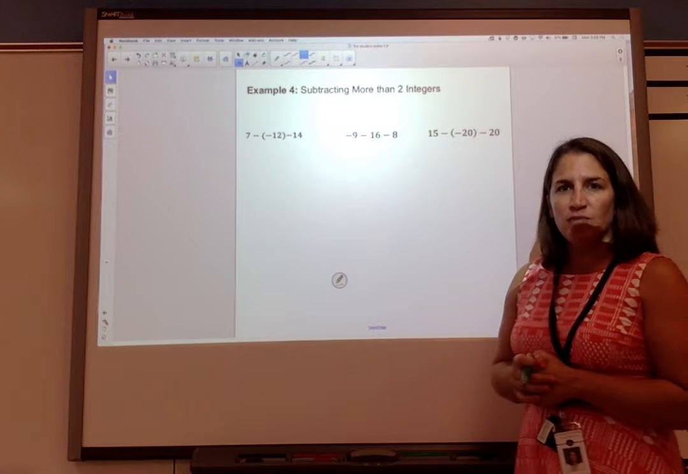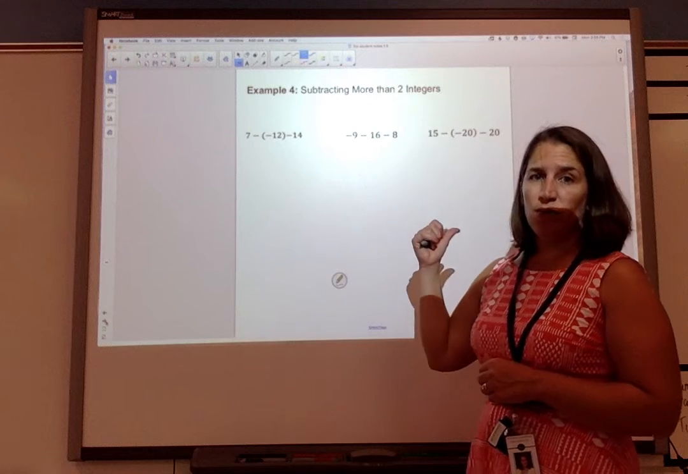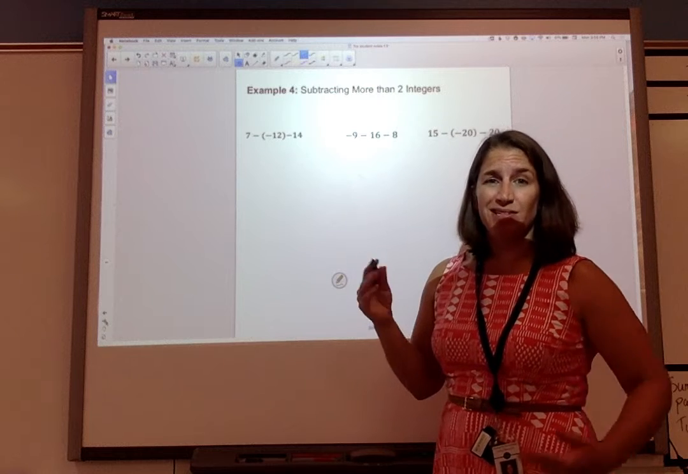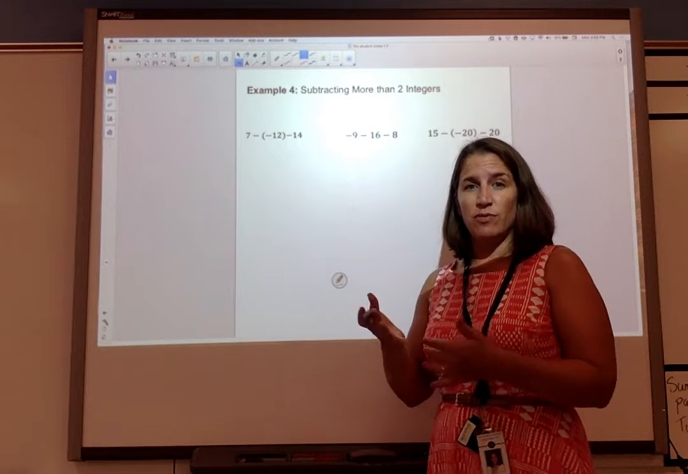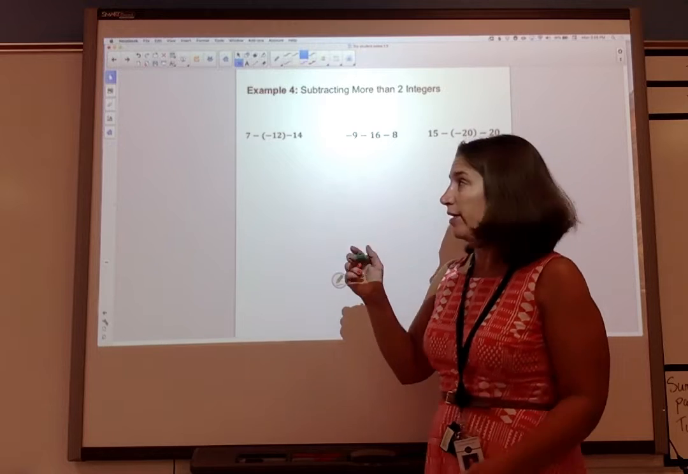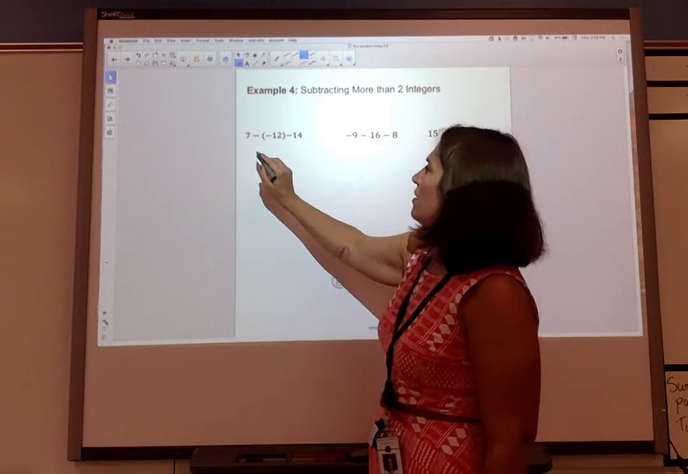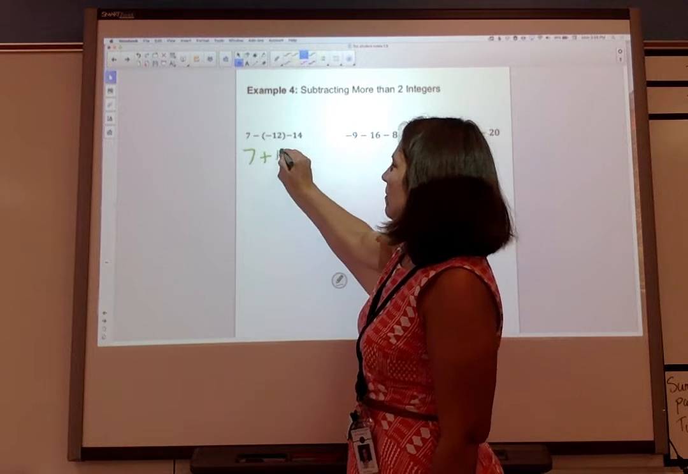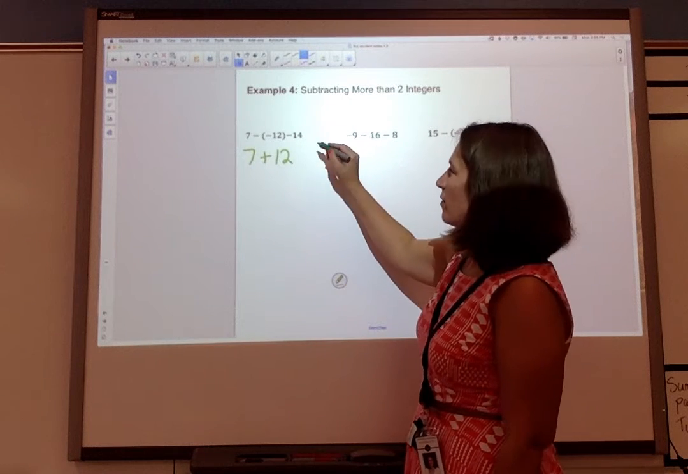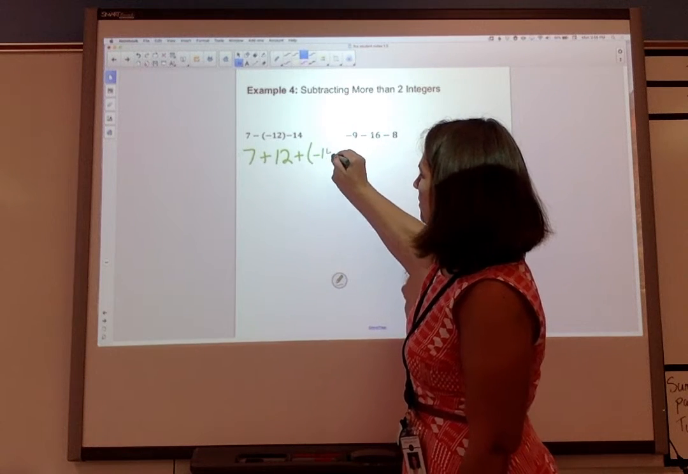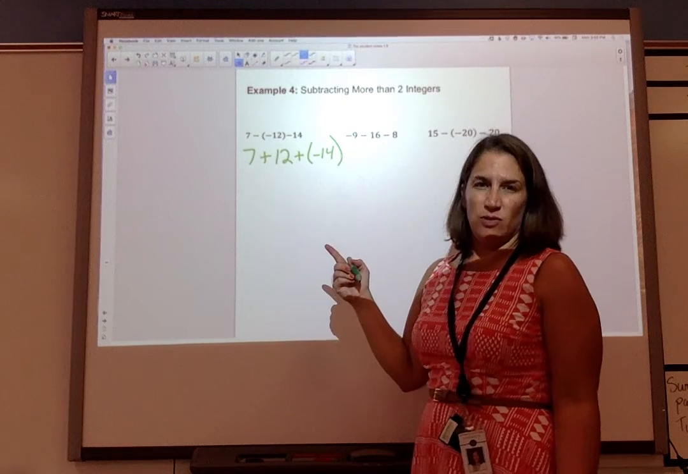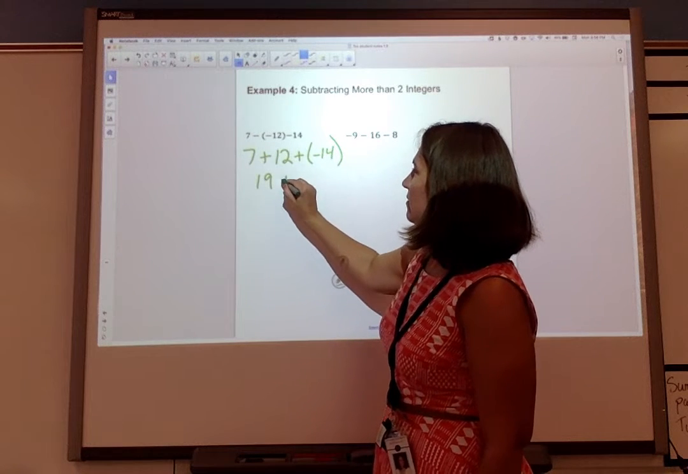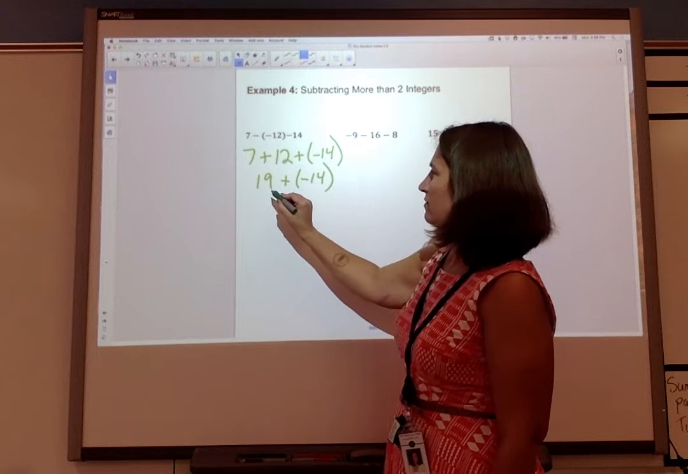We can do this when we subtract more than 2 integers as well. Let's change all of the subtraction to addition, and then it doesn't matter because addition is commutative. We can do the operations in any order we want, as long as we change it to addition first. So we'll say 7, instead of minus negative 12, we'll say plus positive 12. And instead of minus 14, we'll change it to plus negative 14. Now we can do it in any order we want. I can say 7 plus 12 is 19, plus negative 14, that's 5.